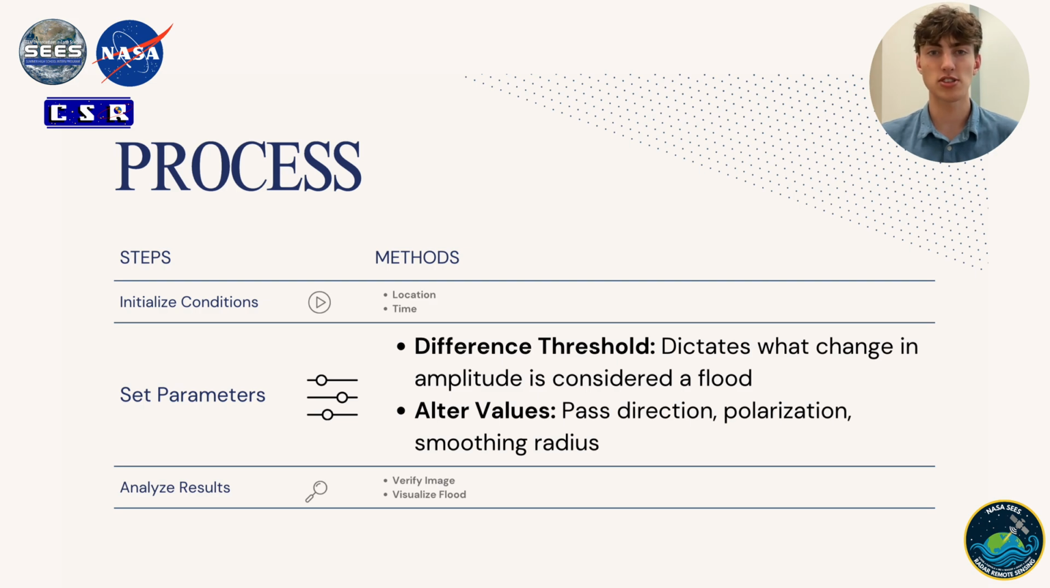The pass direction is the orientation in which the satellite passes our target area. The options for this are ascending or descending. Polarization options are VH and VV. VH means that the received signal was horizontally polarized, while VV means vertically polarized. And VH is generally preferred when doing flood mapping because it is better at detecting smaller changes in the terrain.